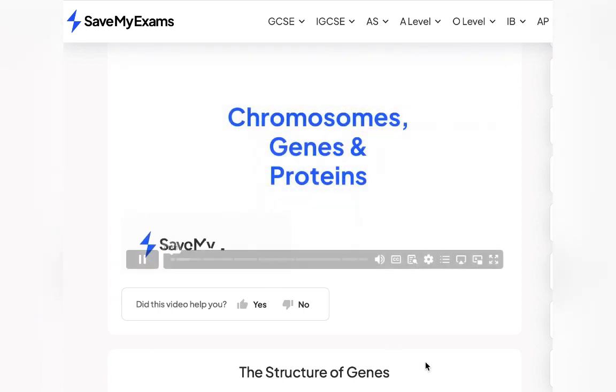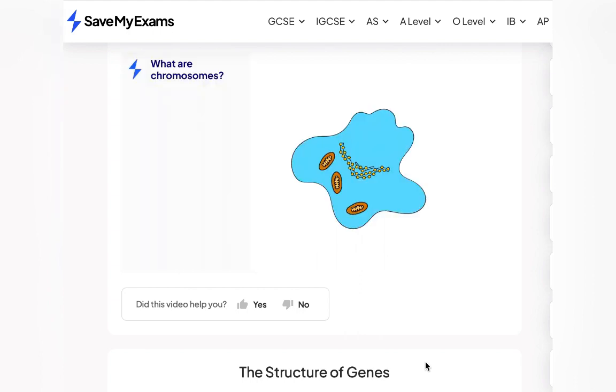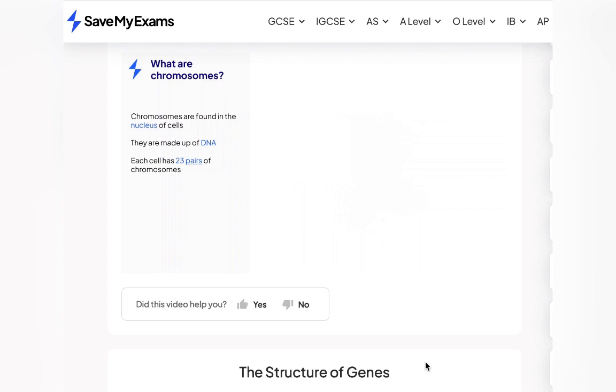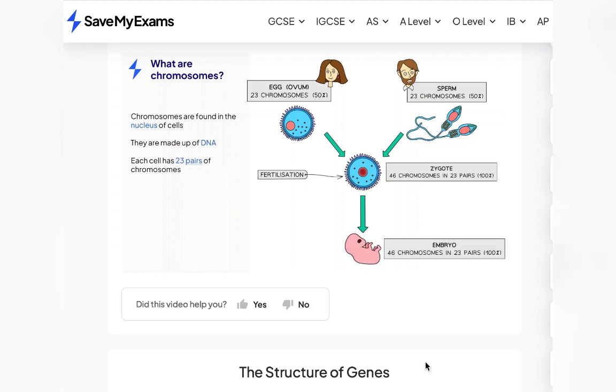This video is about chromosomes, genes, and proteins. Chromosomes are structures found in the nucleus of cells. They are made up of long strands of DNA coiled around and condensed to make them visible. There are 23 pairs of chromosomes in a body cell. This is because one set of chromosomes is inherited from each parent, making a total of 46 chromosomes, or 23 pairs, in each human body cell. It is worth noting that chromosomes are only visible during cell division when the DNA becomes more condensed.